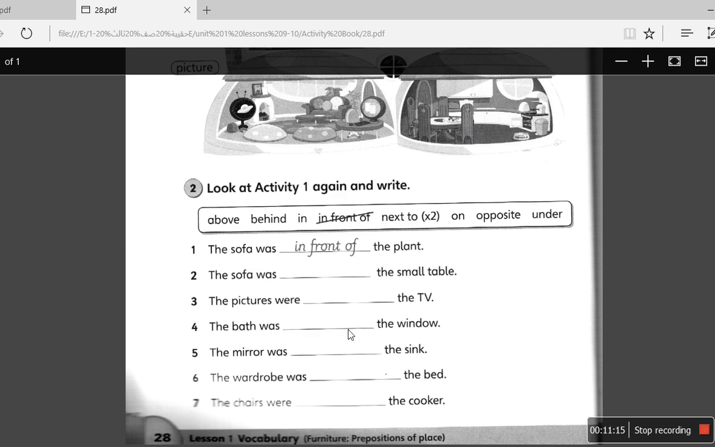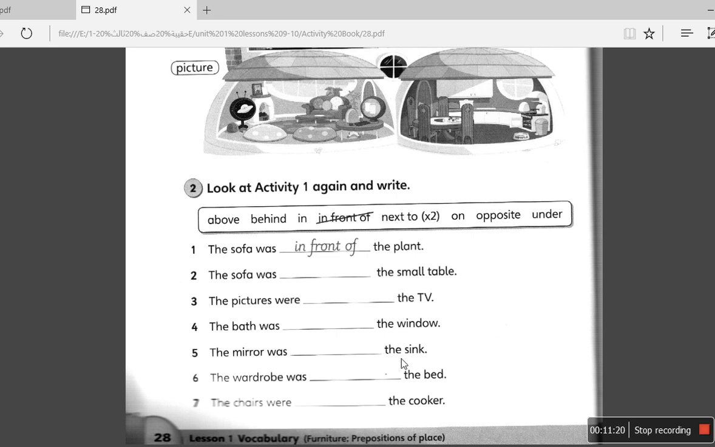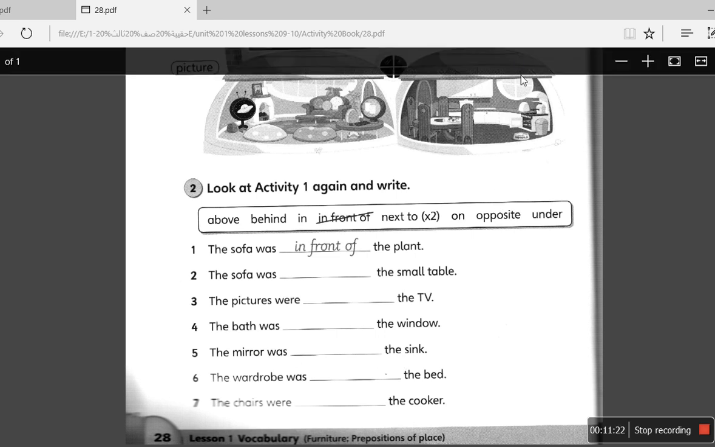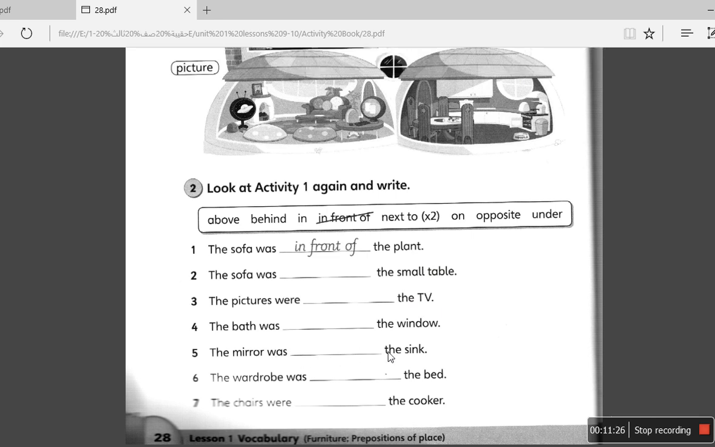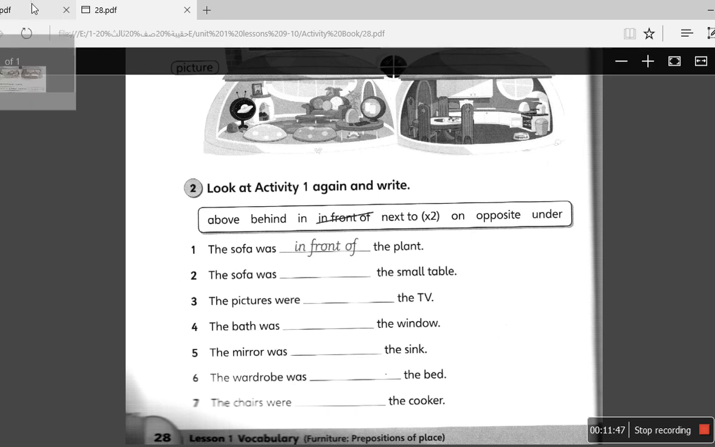Try to check your memory. The mirror was space the sink. As you can see, go to the bathroom and check. Yeah, the mirror was above the sink. Very good. And the wardrobe was to the bed. Yeah, next to the bed. Very good. The chairs were excellent. Opposite the cooker. I'm gonna show you the answer now.